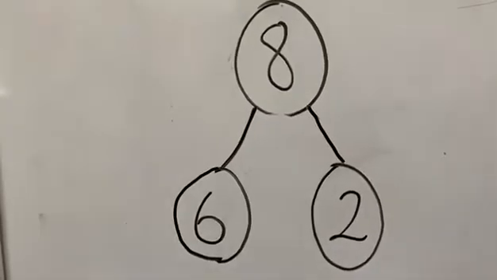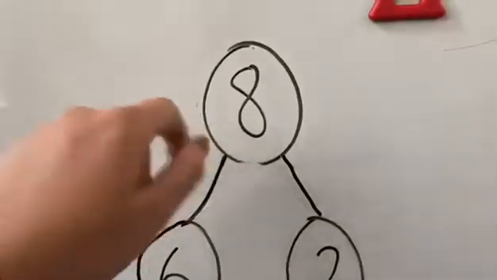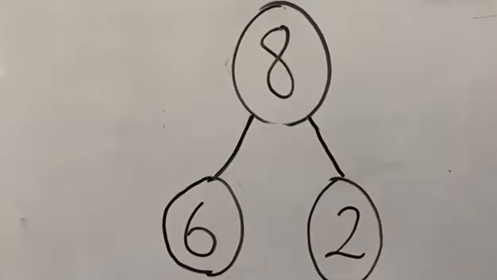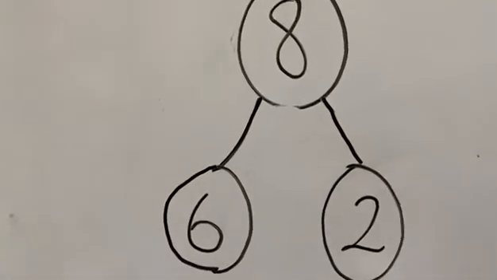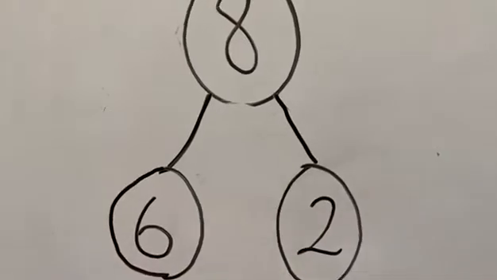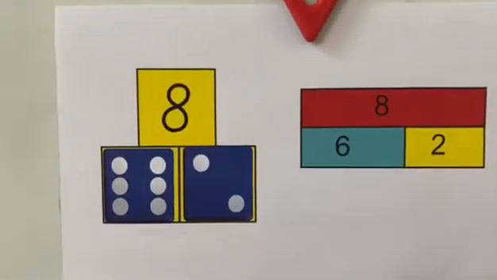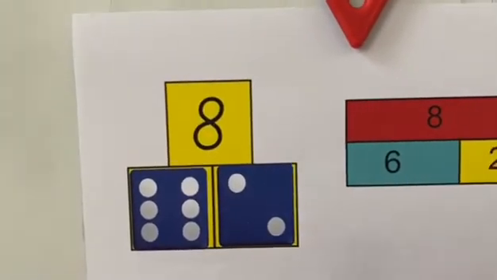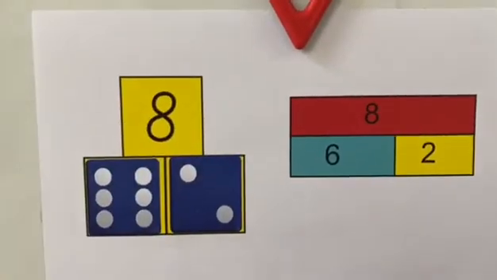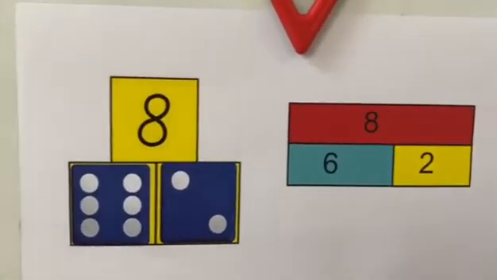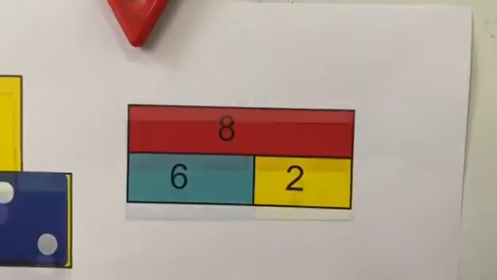So I've got my whole at the top, that's number 8, that's my total. And I've got two parts, so I partitioned that, I've split that into two, and I've got 6 as a part and 2 as a part because 6 plus 2 makes 8. Now all I've done here is just show you another representation of making 8 with 6 and 2 shown on my dice. But here is the actual bar model.